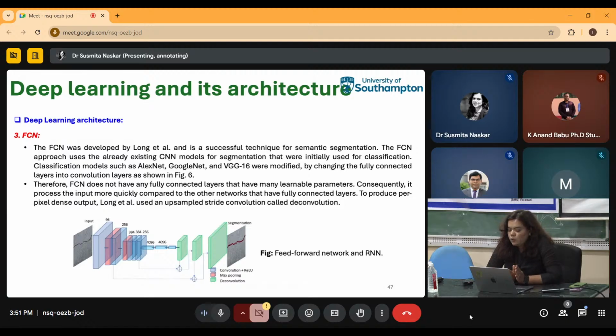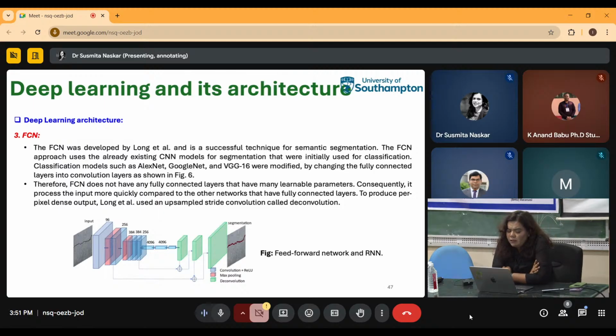So definitely there are no fully connected layers. By removing them, the FCN reduces the number of learnable parameters dramatically, and this makes the network very fast and computationally efficient, while also preserving the ability to process inputs of varying sizes. To achieve a pixel-dense output, Long et al. also introduced another detail, which is upsampling with strided convolution, also called transposed convolution. This reverses the downsampling from earlier layers and helps you get back to the original input size for segmentation, right?